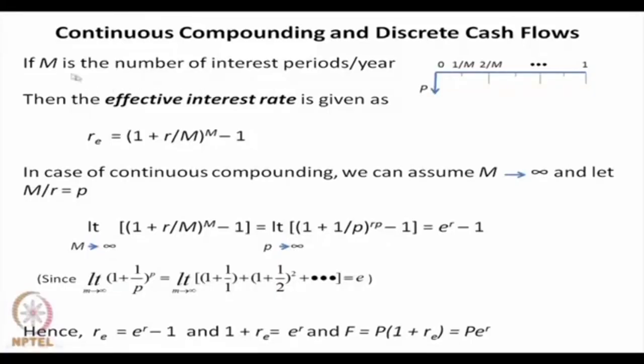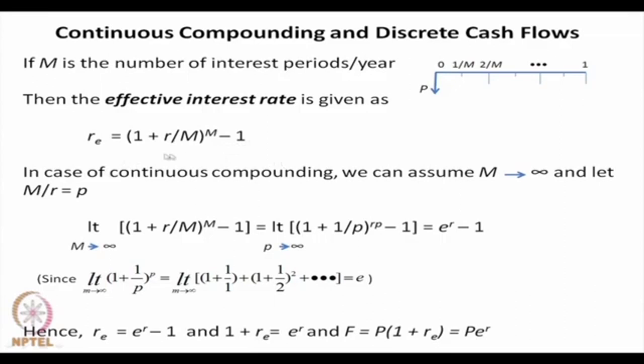Here we are considering that there are m interest periods per year. So, if this is 1 year and every interest period is 1 by m, 2 by m, up to m by m, which becomes 1, there are m compoundings of interest. So, the effective interest rate is r e equals (1 plus r divided by m) to the power m minus 1.